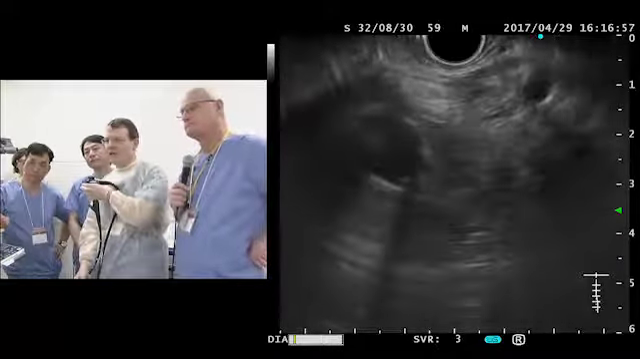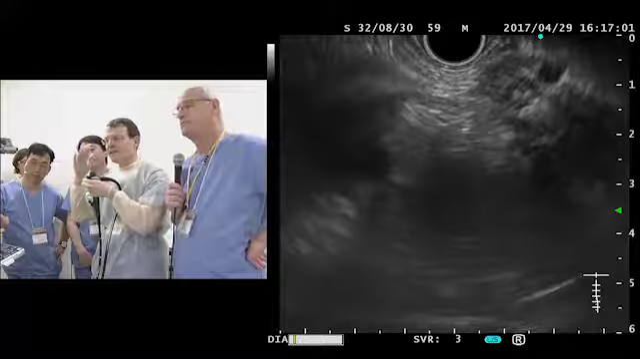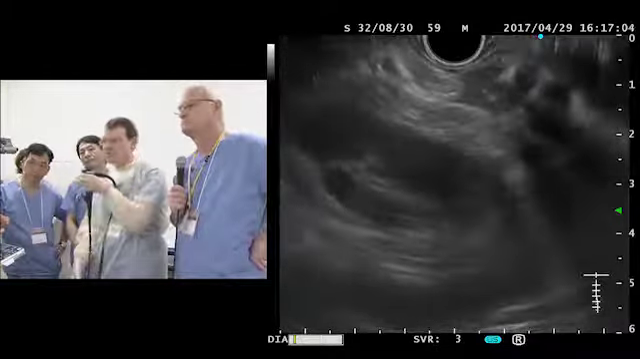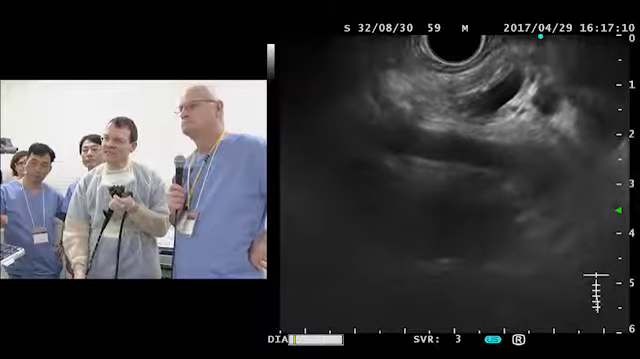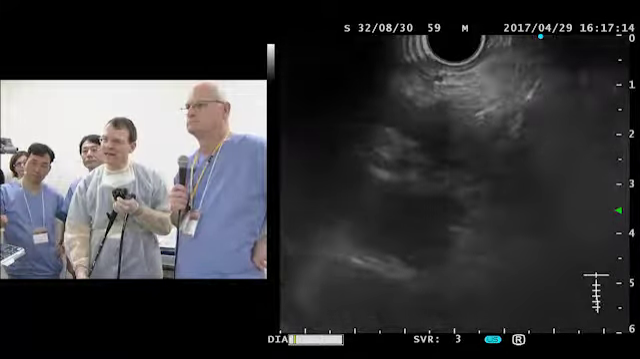Yeah, exactly. So we have checked this bothersome area, the tail area of the pancreas, by torquing the scope clockwise, and now I torque the scope counterclockwise in order to see if we can trace the pancreatic duct into the area where the dilation starts.